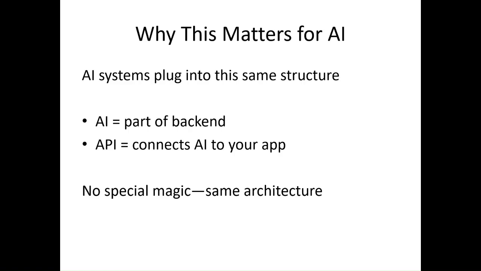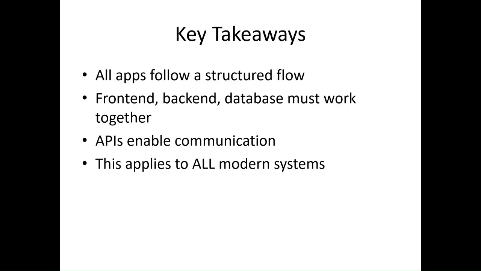So why does this matter for AI? AI systems plug into the same structure. AI is part of the back end. Also, the API connects the AI to your app. So the AI is able to implement all of the code required to effect all of this. The AI can build the front end, build the back end, and build the API structure that will communicate the front end with the back end. All right. So key takeaways: all apps follow a structured flow. Front end, back end, and database must work together. APIs enable communication. This applies to all modern systems.